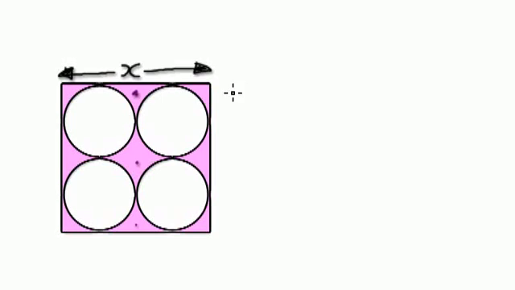So within this square, if this is x, then this must also be x. You're not given this, you're just given this length here. Because it's a square, you know the vertical part must be x anyway. So here you've got four identical smaller circles inside a big square. Somehow come up with a formula for the purple shaded bit. Press pause and have a go.